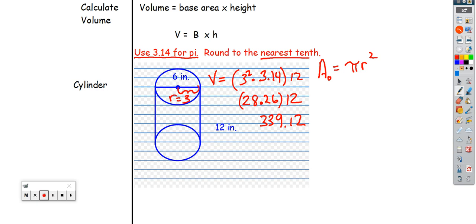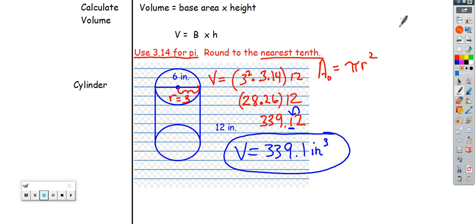So I look up here and it says round to the nearest tenth. Please make sure you're rounding to the nearest tenth if it tells you to. Underline the number in the tens place. 2 tells 1 to stay the same. So my volume is going to be 339 and 1/10 feet, nope, not feet, inches cubed. Okay, so 339 and 1/10 cubic inches would fit inside this cylinder.